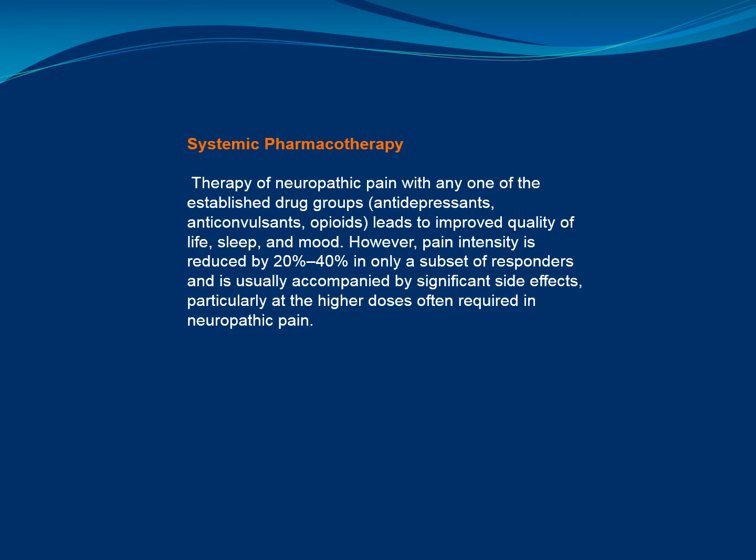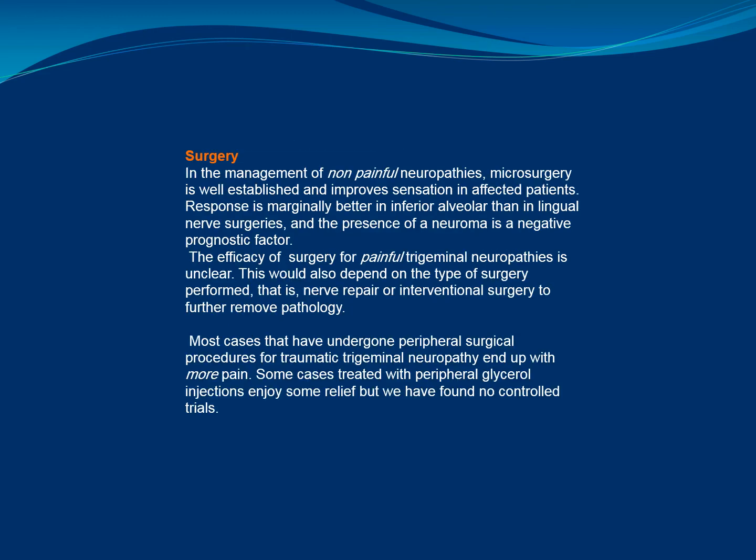Systemic pharmacotherapy of neuropathic pain with any of the established drug groups, antidepressants, anticonvulsants, and opioids, leads to improved quality of life, sleep, and mood. However, pain intensity is reduced by 20 to 40% in only a subset of responders, and is usually accompanied by significant side effects, particularly at the higher doses often required in neuropathic pain. The last treatment of painful post-traumatic trigeminal neuropathy is surgery.